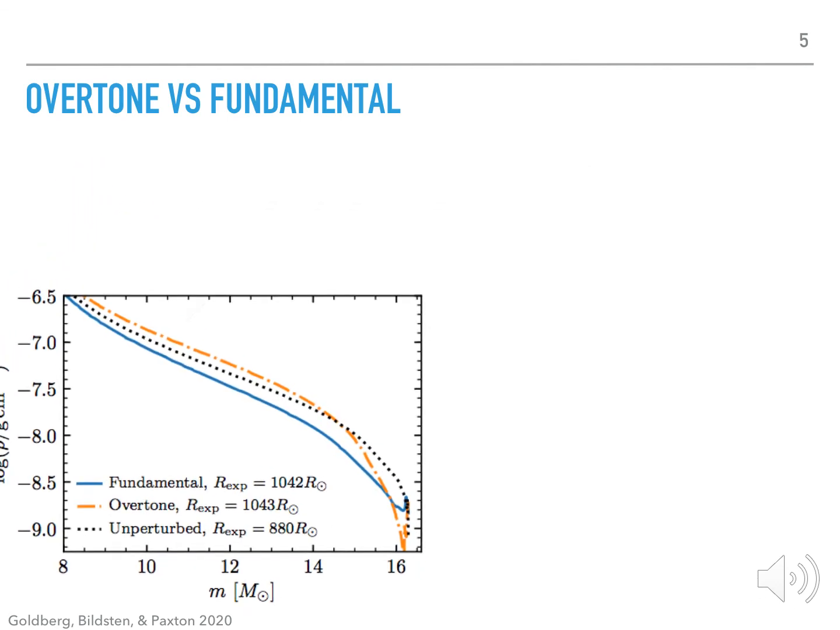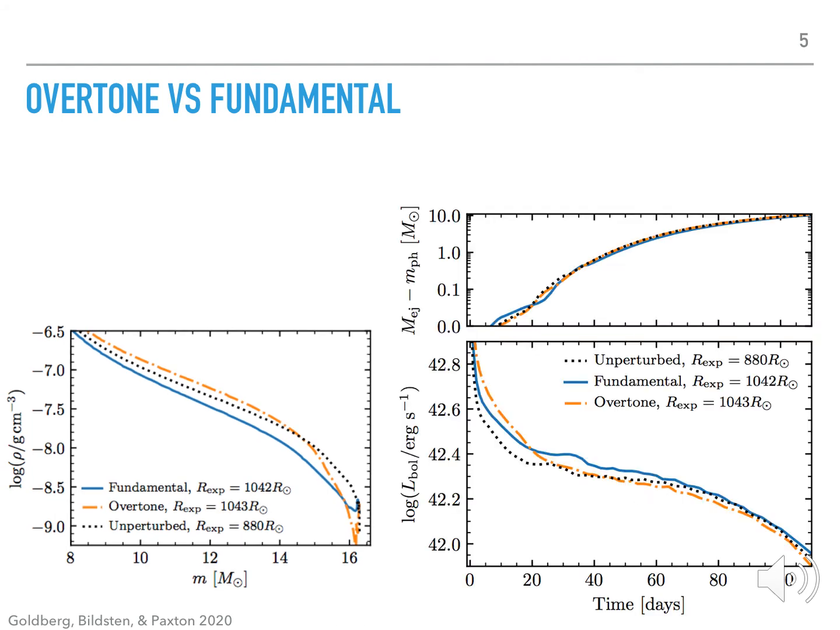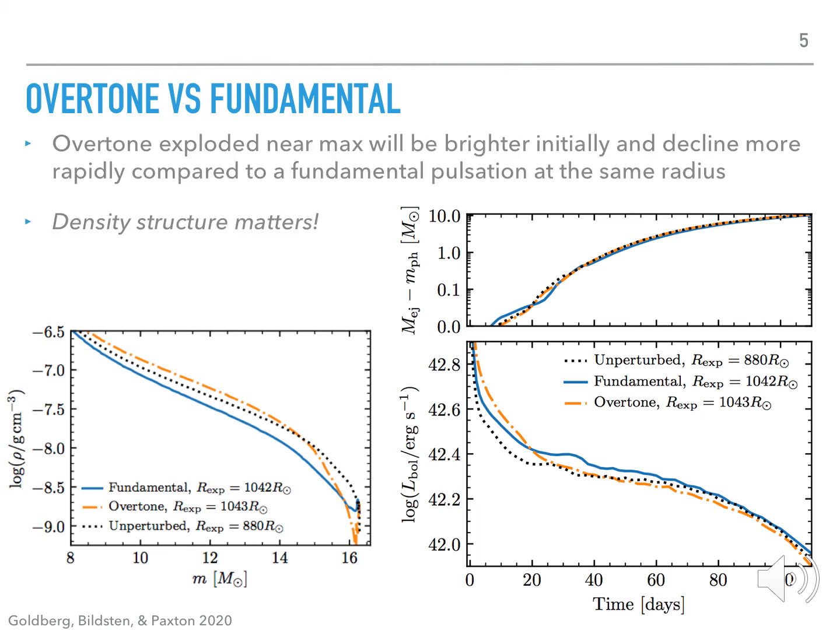Now, this different density profile causes different light curves. So as you see deeper and deeper into the star, shown in the upper right-hand panel, the photospheric overhead mass coordinate, as you see deeper and deeper in, you probe what appears to be a bigger, brighter star, brighter explosion at first, but then you look in and see a more compact progenitor. So the overtone exploded near the maximum will be brighter and decline more rapidly compared to the fundamental at the same radius because of this different density structure.